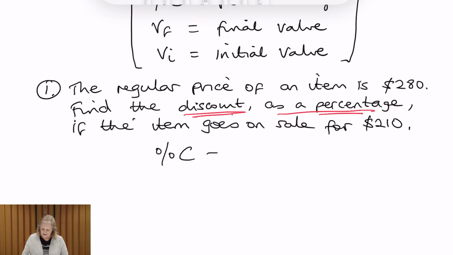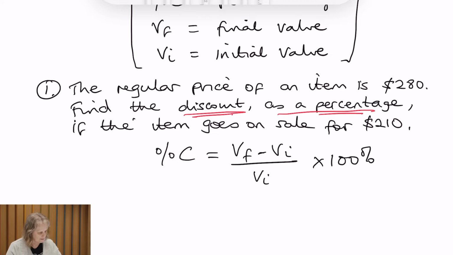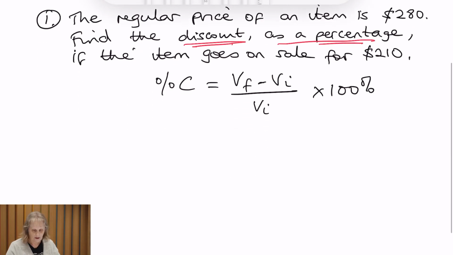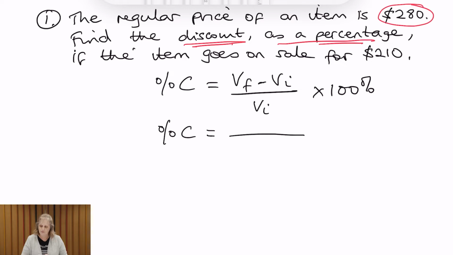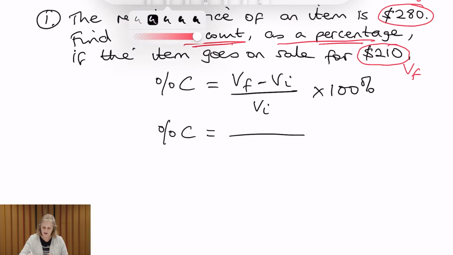So we're going to use our percent change equation, which I'm just going to repeat here as a reminder. Okay, so we know that it's a percent change that we want to find, which is given by this symbol. We're going to identify that this value, $280, is our V subscript I value, so our initial value of this item. Then we apply a discount, and so it becomes this value, 210, which is our final value, so V subscript F. So once we establish those correct values, then we can substitute them into the equation here.